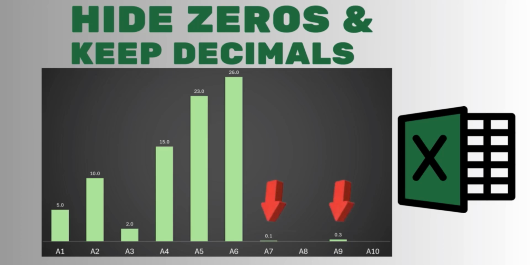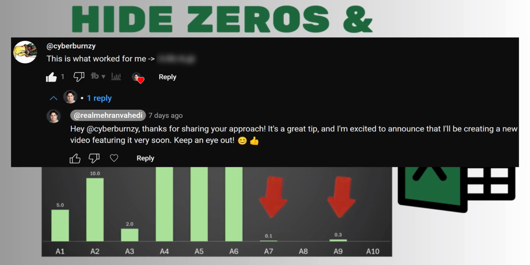Thanks to a fantastic tip from one of our community members, we've got a new method that hides those zeros and also keeps those crucial decimal points intact. That said, let's dive in.